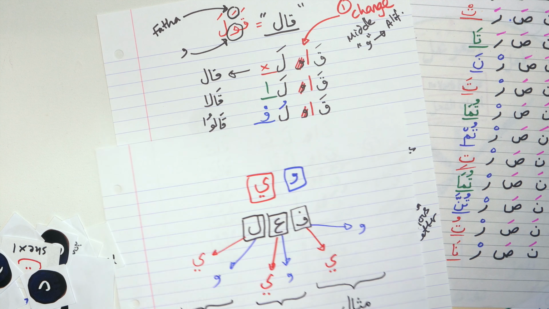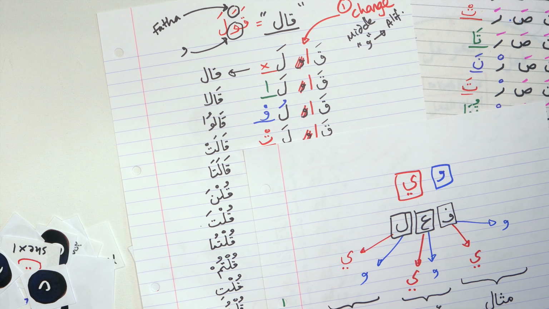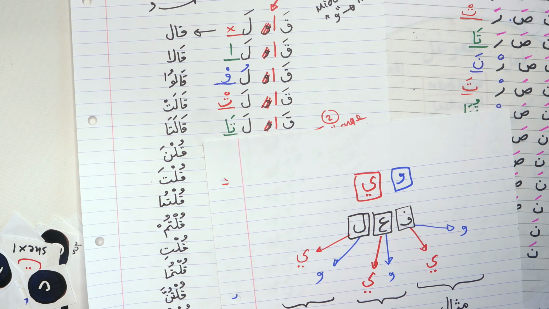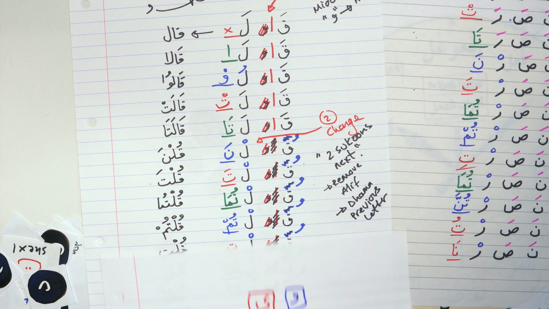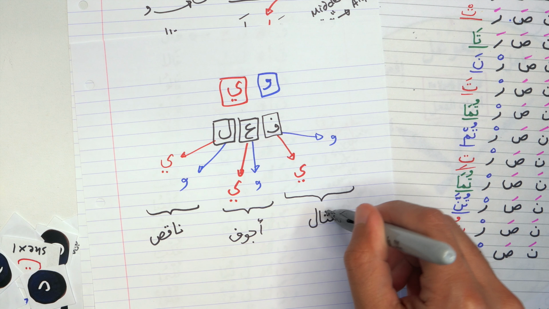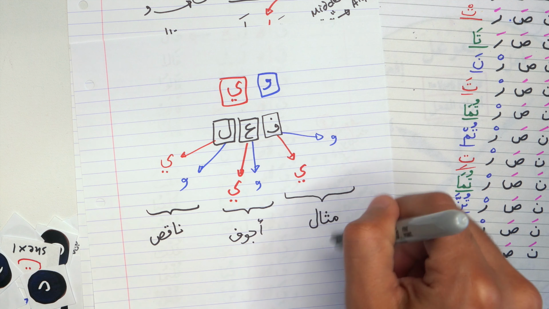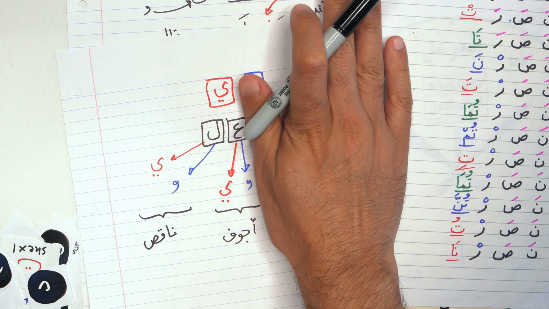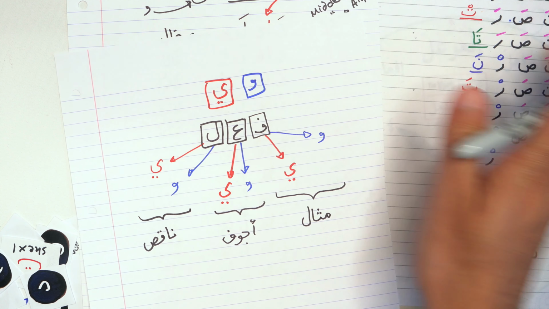Right. Qala is going to be ajwaf, isn't it? So I deliberately started off with the middle because the middle ones are a bit easier. Like mithal, there's no specific rule that you need to know when it comes to past verbs for mithal. So you don't need to know anything there. This doesn't really affect it. It's going to be the normal as before.